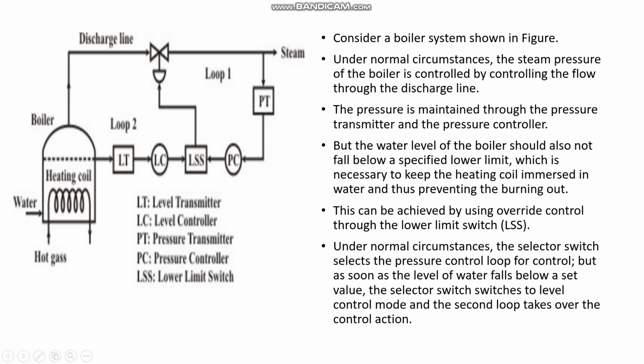There are two loops in the boiler. We are controlling the pressure of the steam, and at the same time we need to maintain the liquid level of the boiler. So loop 1 is for pressure and loop 2 is for the liquid level. Under normal circumstances, the steam pressure of the boiler is controlled by controlling the flow through the discharge line. The pressure is maintained through the pressure transmitter and the pressure controller, but the water level of the boiler should not fall below a specified lower limit while maintaining the pressure also.